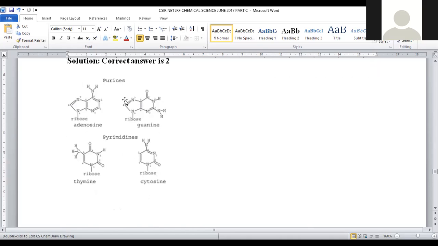So these are regarded as the bases, which can be categorized into two types. One is the purine base, second is the pyrimidine base. Purine bases are a bicyclic system. Pyrimidine bases are 1,3-nitrogen-containing 6-membered ring structures. There are two purines: one is adenine, second is guanine. In pyrimidines we have thymine and cytosine.